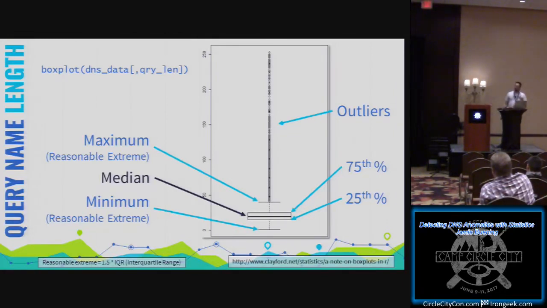And then the darker line in the middle is the median, so the entire half is below, and the entire half is above. And then the whiskers at the top and bottom are your maximum and minimum, what's called reasonable extreme, right? They're not absolute maximums, minimums. And what that reasonable extreme is, by default with the box plot function, is 1.5 times this interquartile range, which represents that middle section.